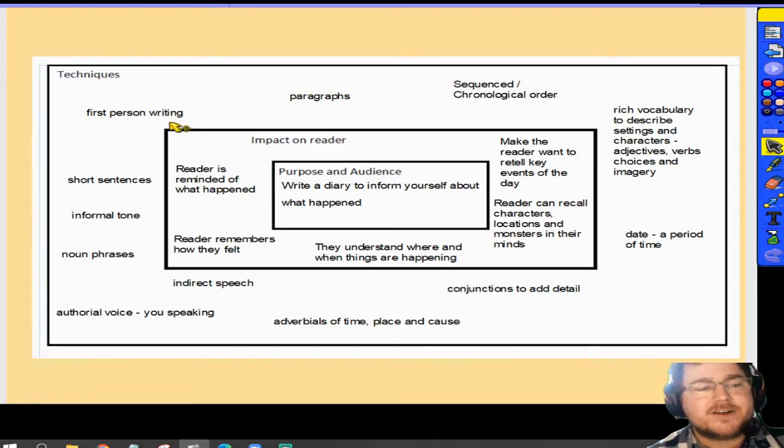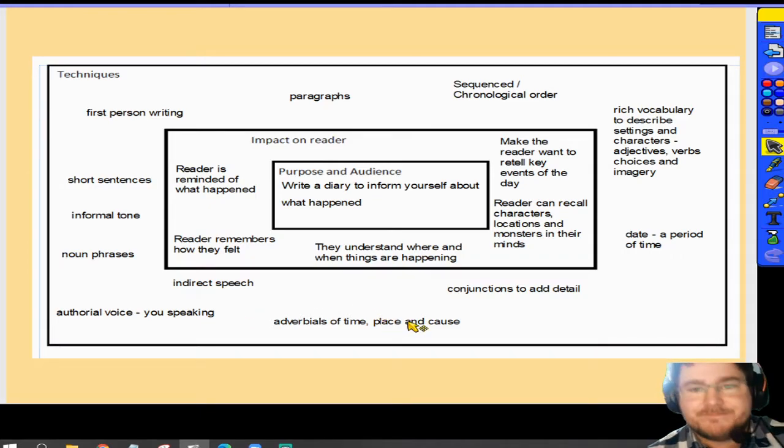Next week, first person writing: I, me, my, that kind of thing. Short sentences with informal tones are going to work really well here as well. Noun phrases and extended noun phrases to make it even better. For authorial voice, I can never say that word, it's you speaking. It's the character. So if you are Heracles, are you going to be like, oh, I don't know, maybe I'll do this and that? No, he's going to be confident. He's going to be strong, and he's going to be very confident in the way he speaks and also in the way he would write.